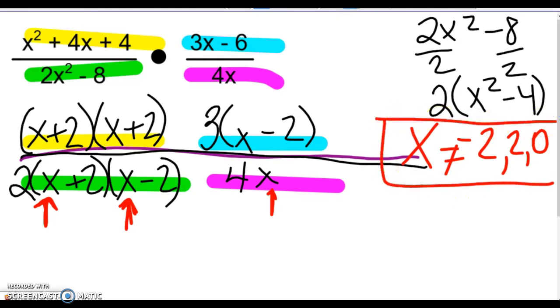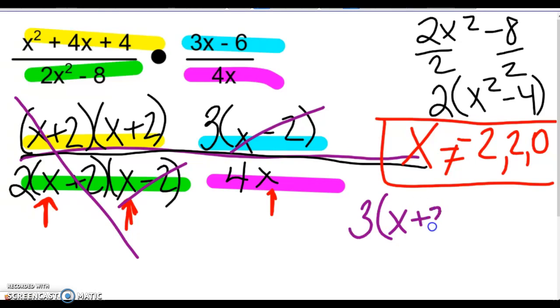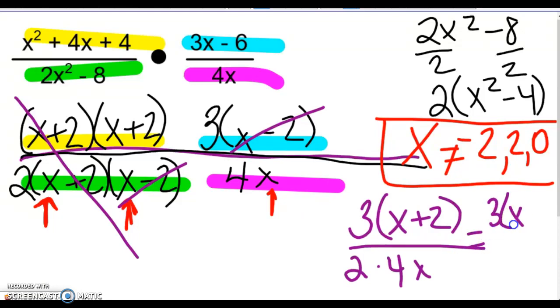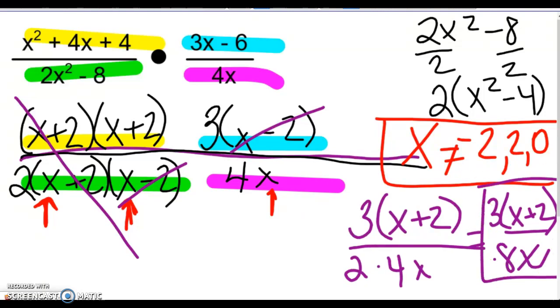All right, now I'm going to start simplifying stuff. X plus 2, can I go anywhere? Yeah. X plus 2, nope. 3, nope. X minus 2, yep. Okay, so what's all left on the top? A 3 and an x plus 2. The other two things canceled. What's left on the bottom? A 2 and a 4x. So am I done? I'm not. I get 3 times x plus 2 all over 8x. Boom. Awesome! Great job, folks. Those were some levels 3 and maybe 4.